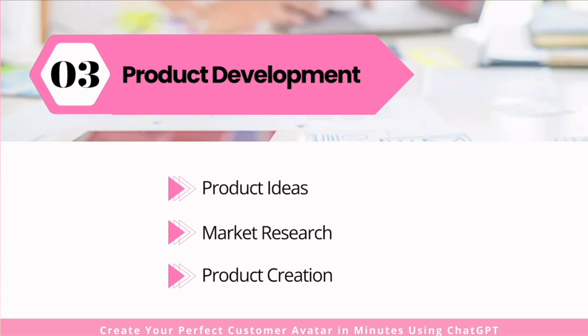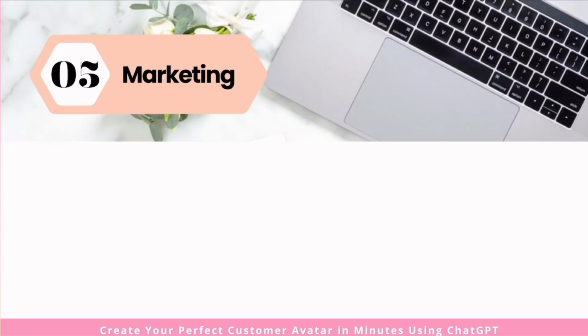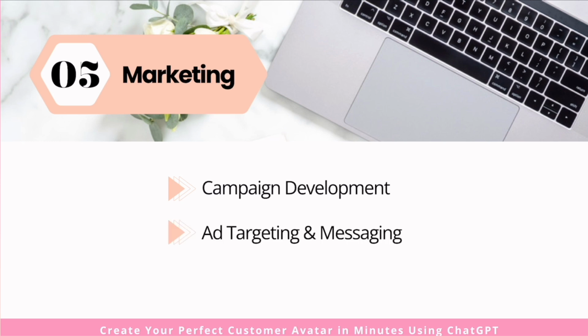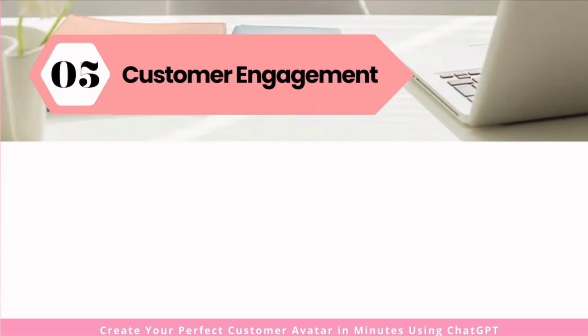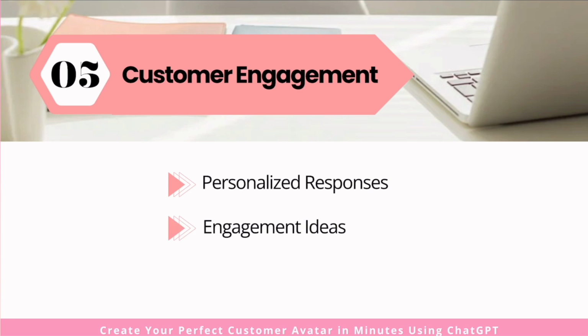So once you have a product idea, the AI can help you develop the content for it. It can outline the structure, create lesson plans, modules. It can even recommend interactive exercises that you can do or quizzes that you can offer. It can help you in marketing through campaign development, ad targeting or messaging. You can craft or optimize ad strategies. You can also use it for customer engagement to come up with personalized responses, engagement ideas, or even interactive content.